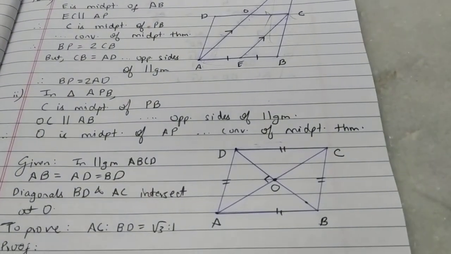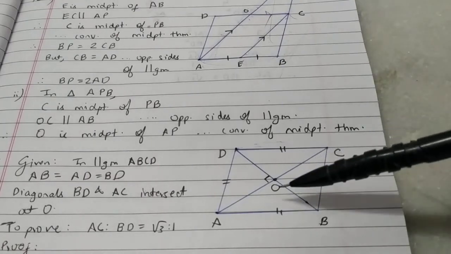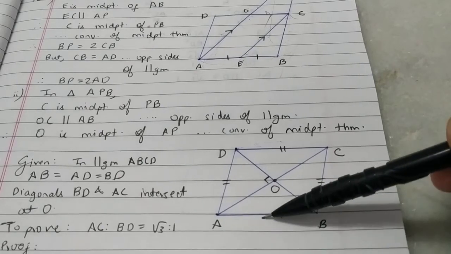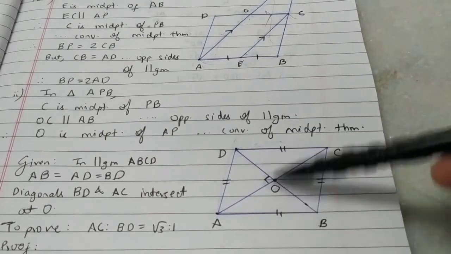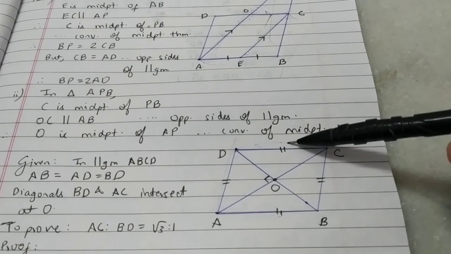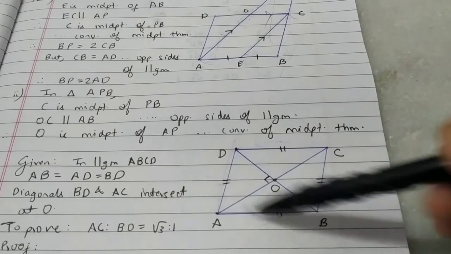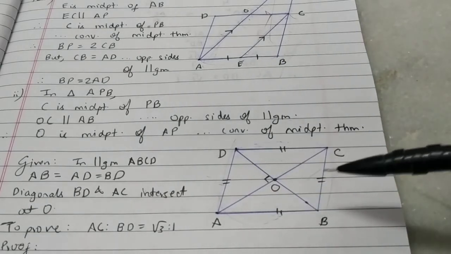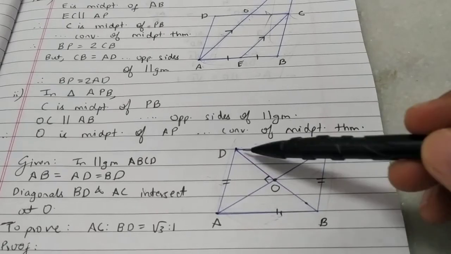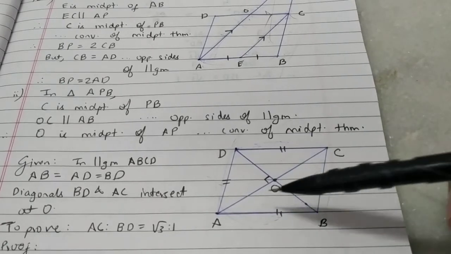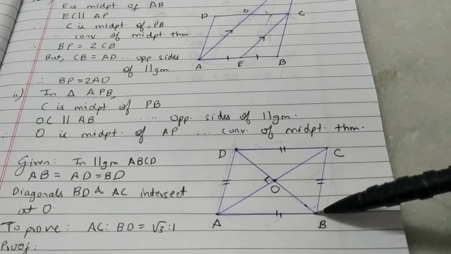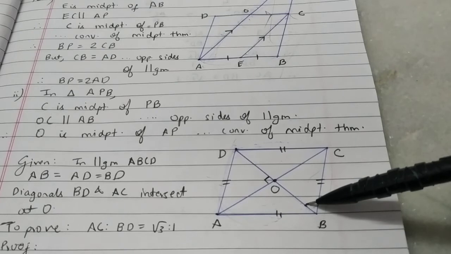So the diagram is like this. What they are saying is that one side, let's say AB, is equal to its adjacent side, let's say AD. Now we know that opposite sides are equal. The moment they said that adjacent side is equal, that means all four sides become equal. So it becomes a rhombus, by the way. Not only that, they are saying that one of the diagonals, let's say BD, is also equal to the side. That means AB is equal to AD is equal to DB. That means ADB is an equilateral triangle.